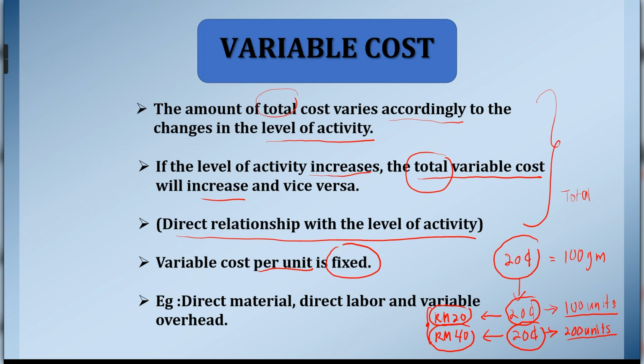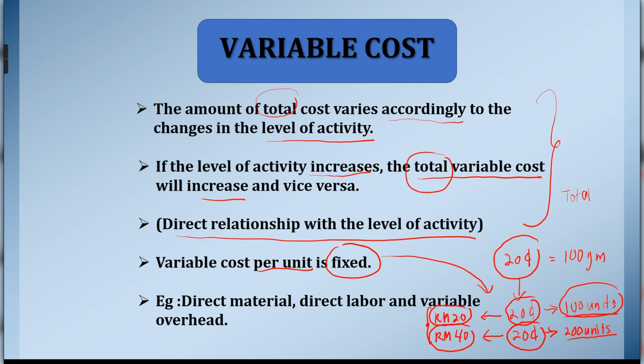Okay, and the total actually varies. So this is basically the definition for variable cost. If it's per unit, the value is fixed. As I said earlier, the per unit will be fixed, but the total cost will vary because it changes accordingly with the level of activity. So here the level of activity is 100 units.